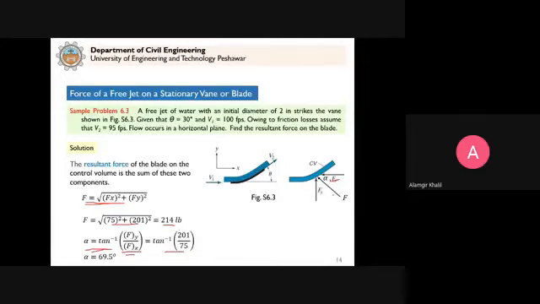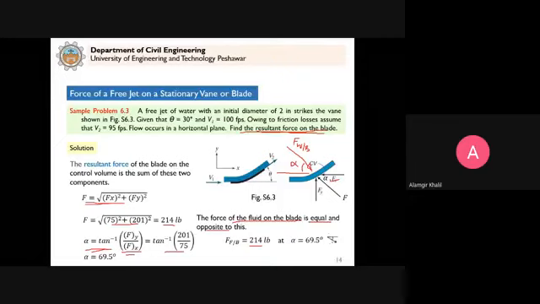Now this is the force of blade on water, but it is stated to find the resultant force on the blade, which means find the force of water on the blade. So that will be equal and opposite to this. What will be the force of water on the blade? That will be equal and opposite to this. The force of the fluid on the blade is equal and opposite to this, and also its orientation. This will be alpha.